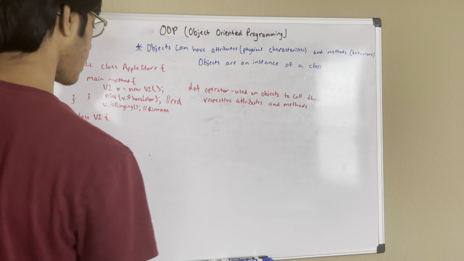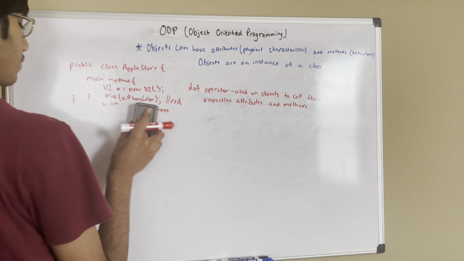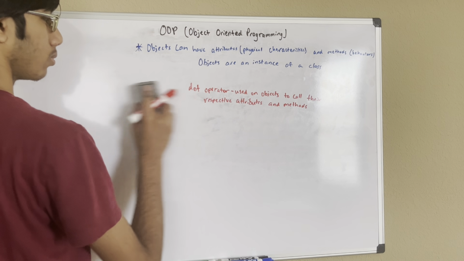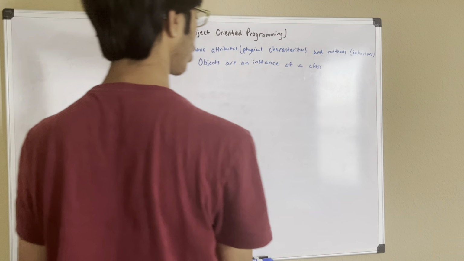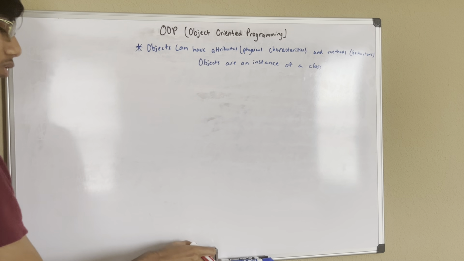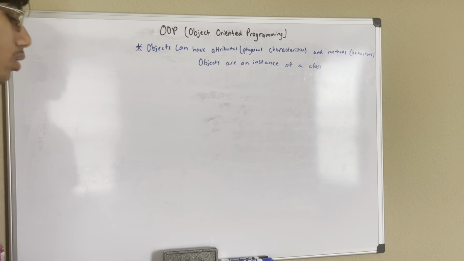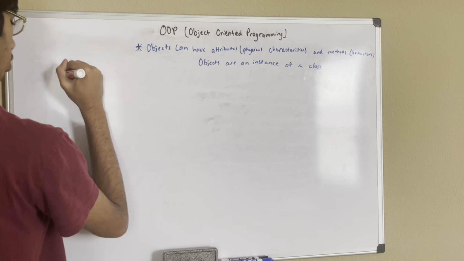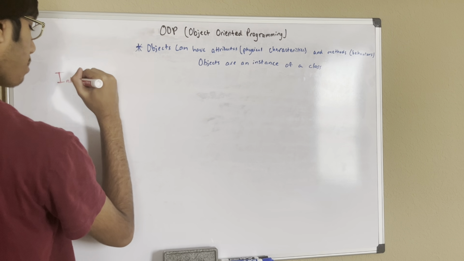Remember that objects can possess methods and attributes. Methods are its behaviors and attributes are its characteristics. And remember that the dot operator can be used to call an object's methods and attributes. So, object-oriented programming. There are 4 key things you need to know. And this is kind of how I'm going to wrap up the video.